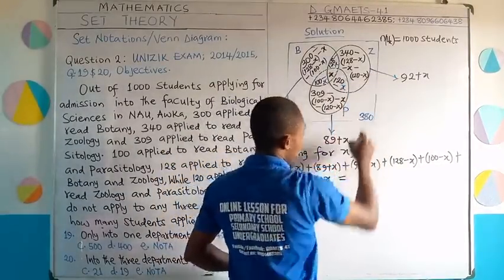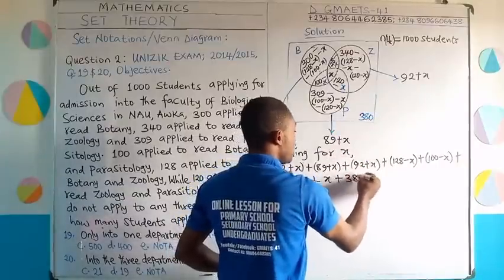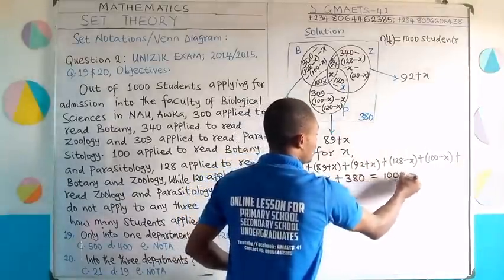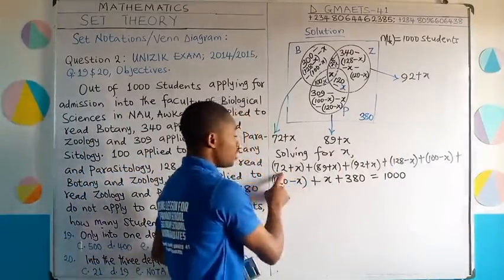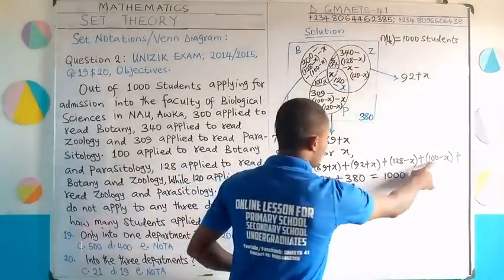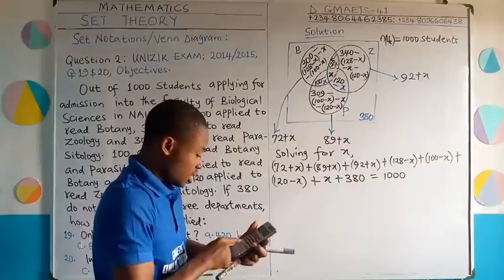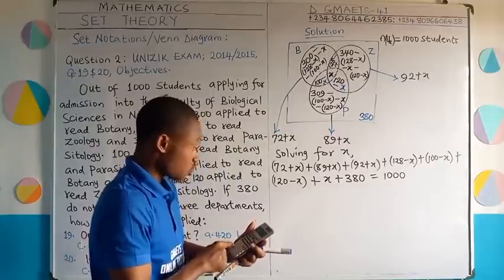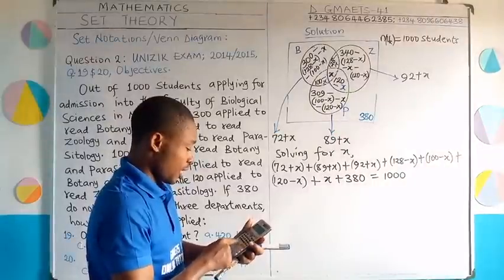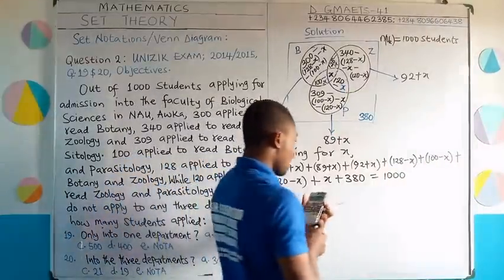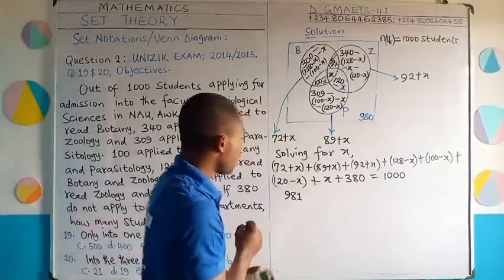That is expected to give me, okay, we have another student here, those that didn't apply to any department, 380. The total should give me 1000. Let's work this out and see. If we open up this bracket, you have 72 plus 89 plus 92 plus 128, then plus 100 plus 120 plus 380. So this gives 981.